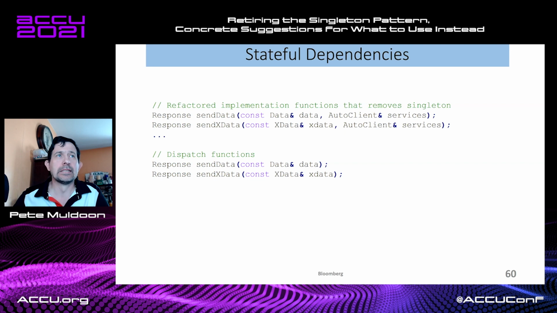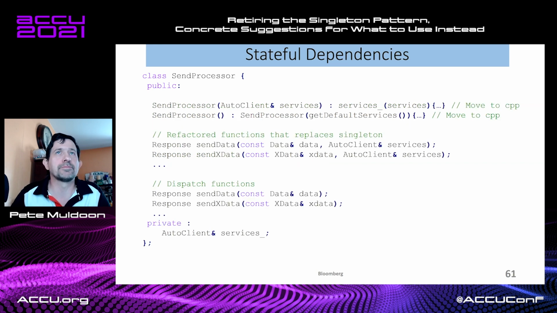Okay. But what would happen if these are not free floating functions? They actually are in some kind of send processor like we have here. No disrespect to the functional programming crowd, but I prefer my stuff in classes. Okay, so now I have a little more leeway. We could factor the service out by saying, let's just capture it in the constructor.